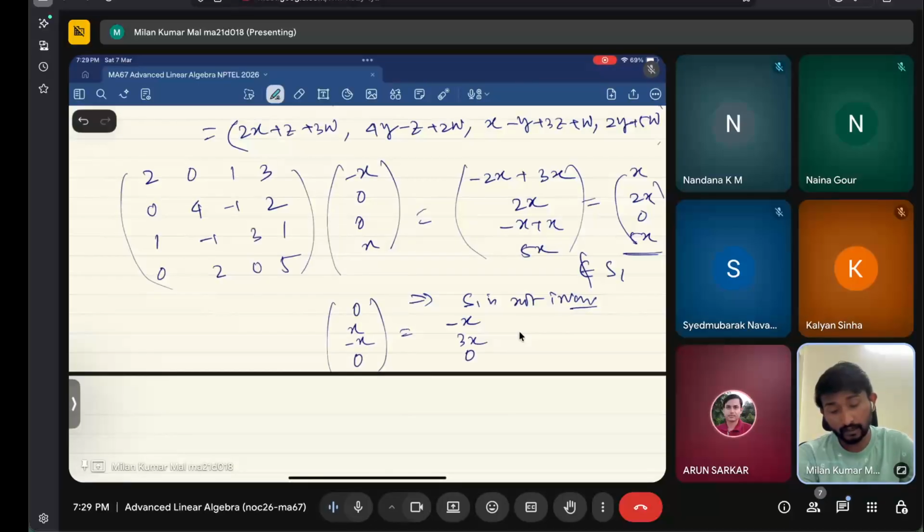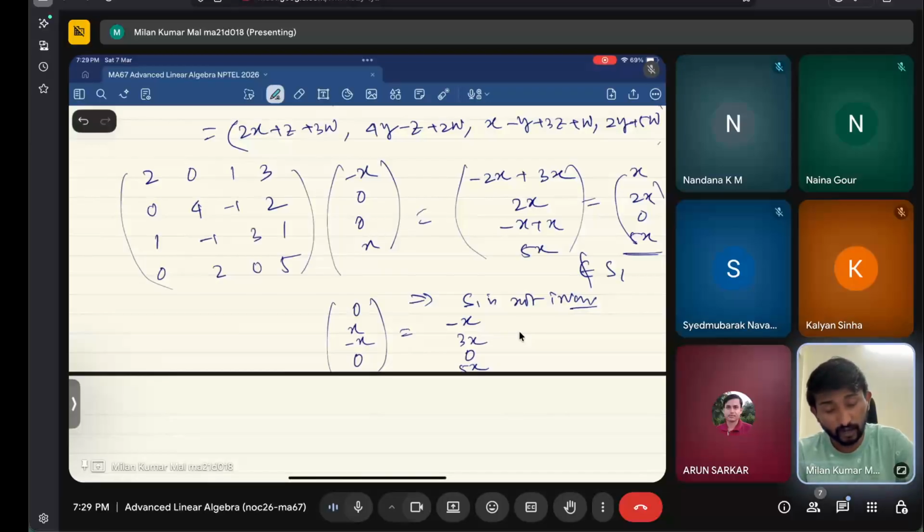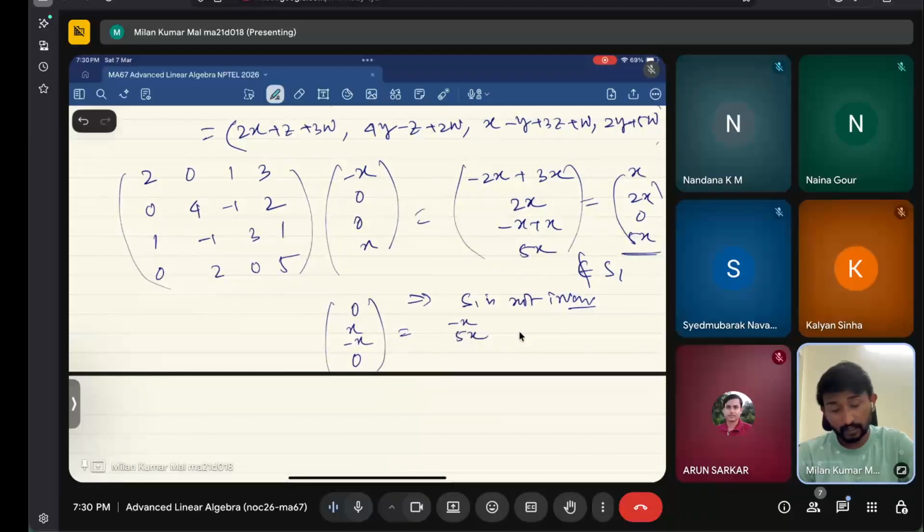Minus x plus x, 0, and the first... Oh, sorry. Yeah, thank you. I'm just doing the above one. Okay, sorry, that's the problem. So the first one will be minus x, 0, 1, minus x. That's true. Second one will be 4x minus x, 5x. That's true, 5x. And third one will be minus x plus minus 3x, minus 4x. And fourth one is just 2x. So again, S2 is not invariant. So as an option, the second option is also correct.